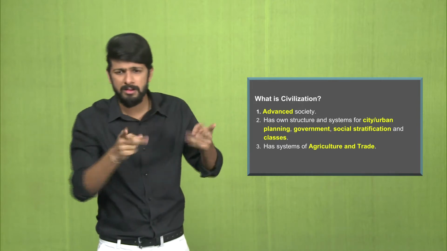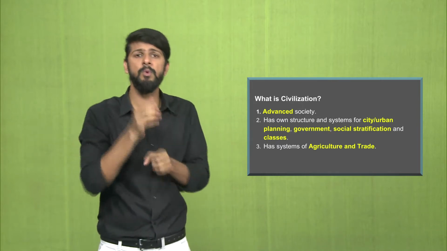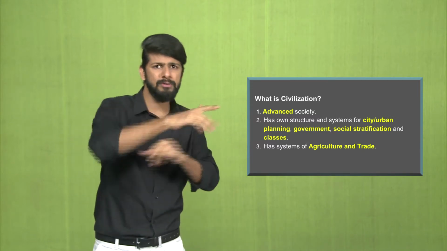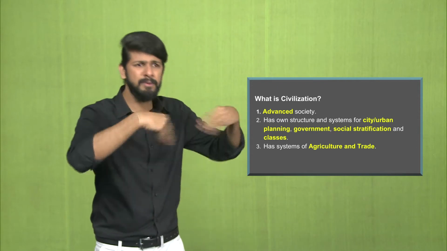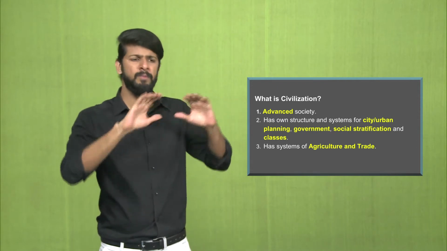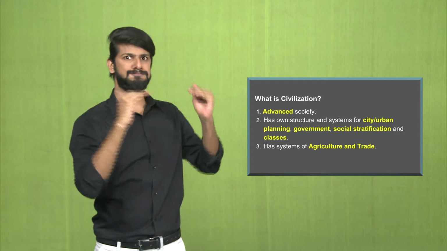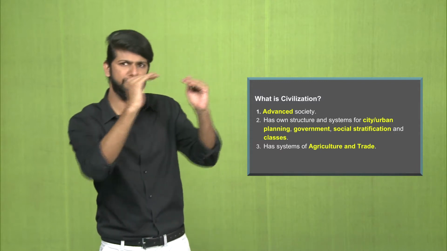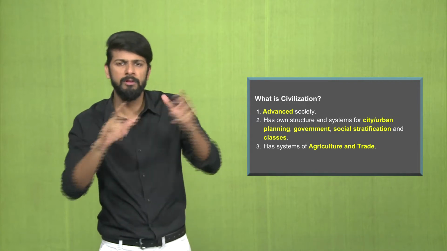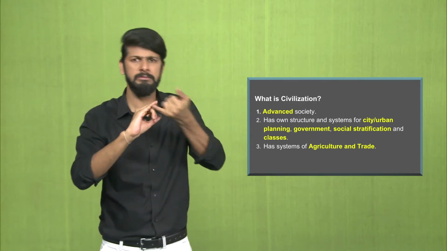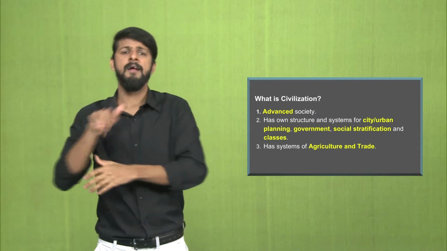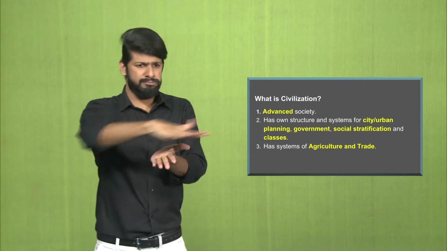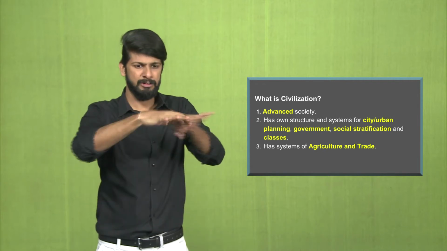It had its own structure and systems for planning, which is the urban planning. They also had their own government, and social stratification and class was already there in that society. Stratification on the basis of the economic status, like we have the scheduled caste, scheduled tribe right now, that kind of class system and stratification was there in IVC as well.